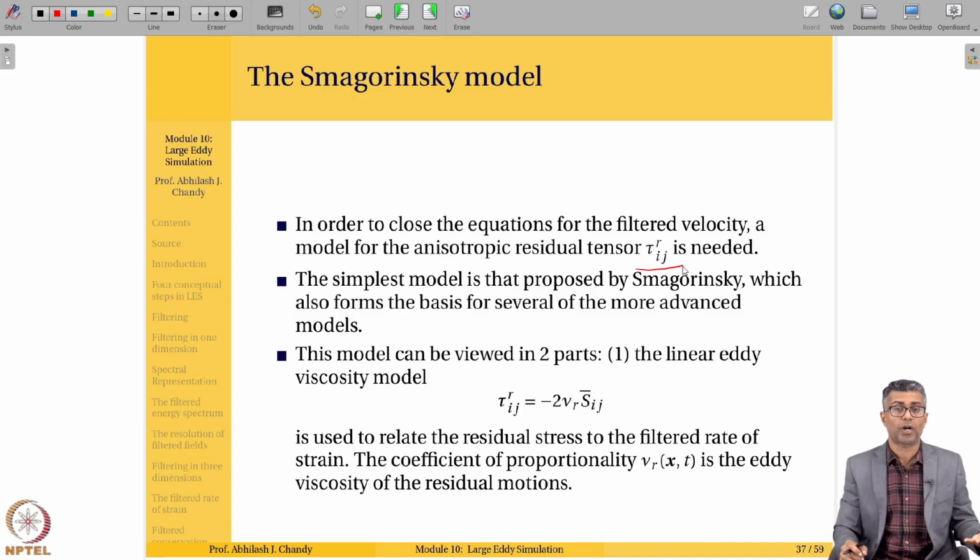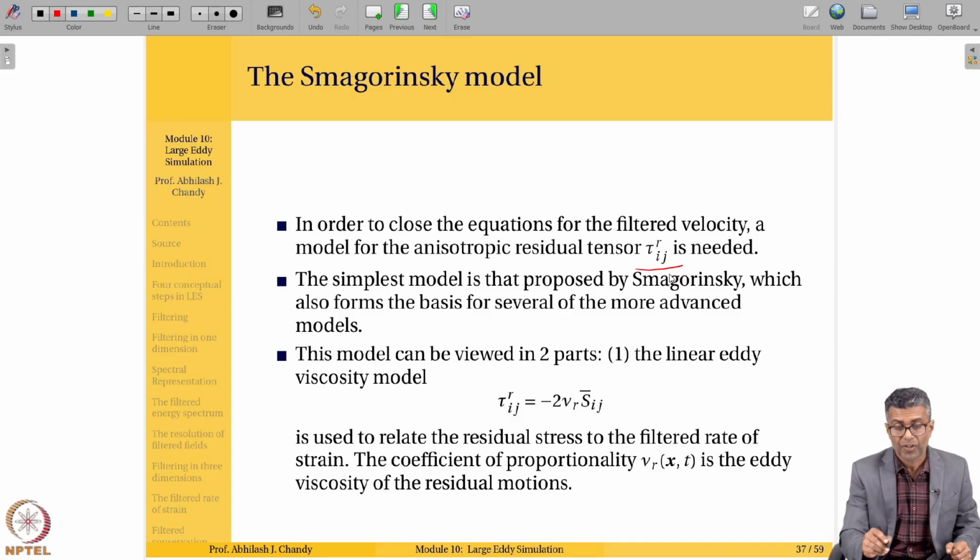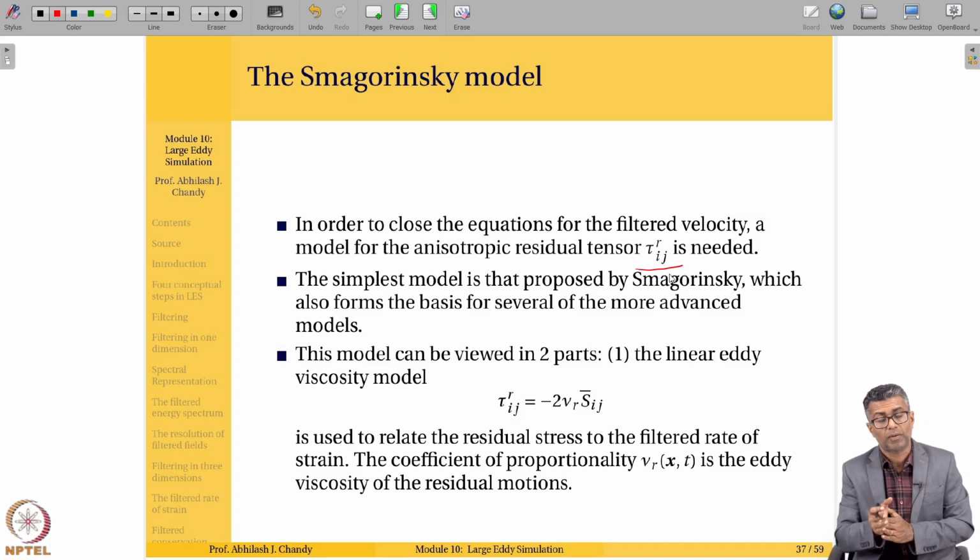The isotropic part, we lumped into pressure, whereas the anisotropic part is left as such because we only need to model that. So tau ij superscript small r is the anisotropic part. We need to close this equation out. The simplest model available is the Smagorinsky model. This model can be viewed in two parts.